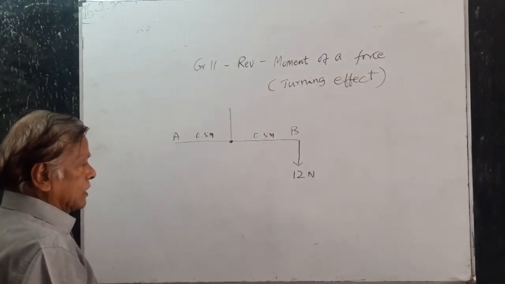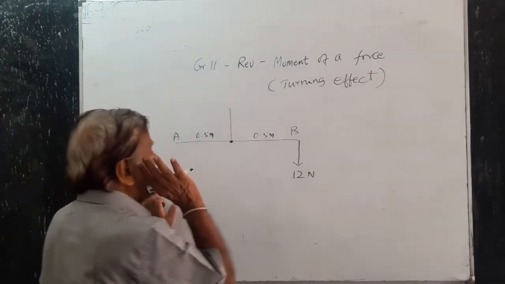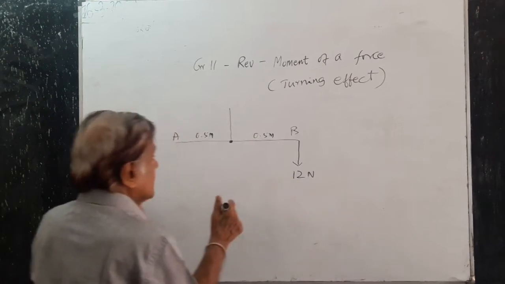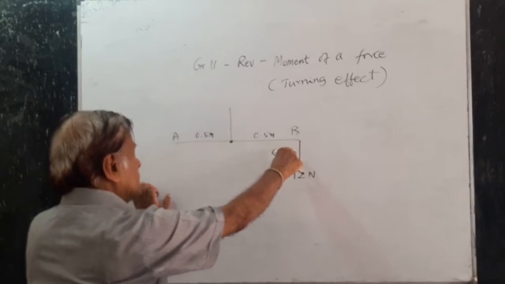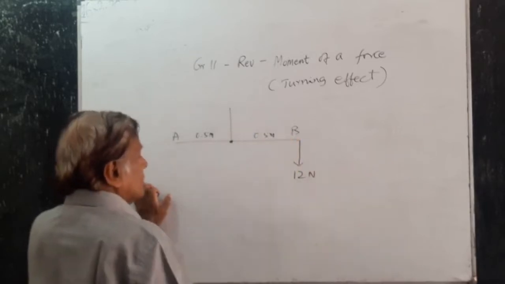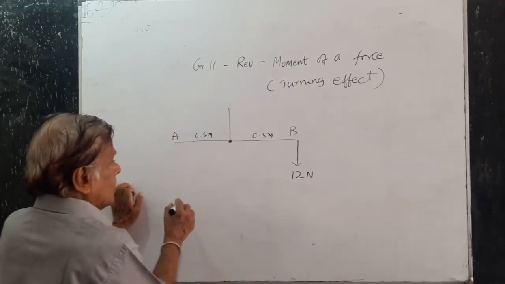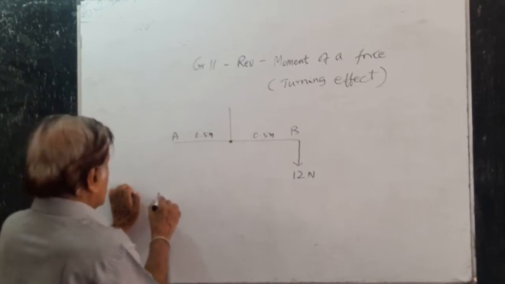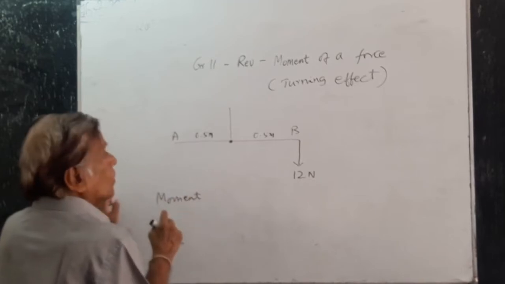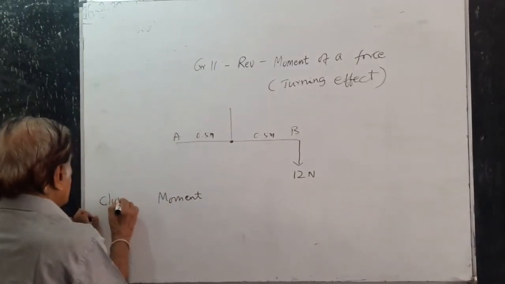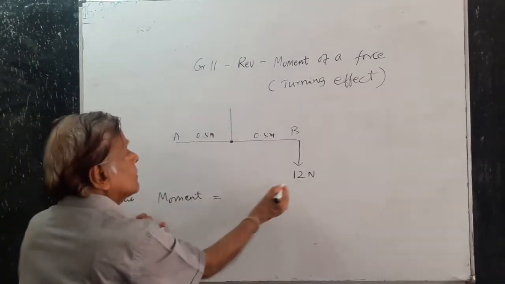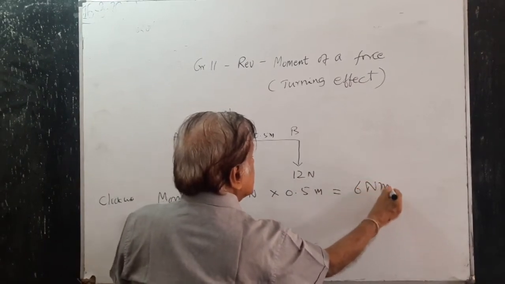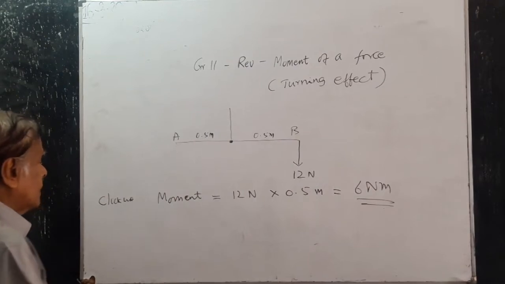If a force of 12 newtons is applied at B, what should be the moment produced due to this force? This moment is actually to the right side, no? Therefore, you can name this as clockwise moment. Clockwise moment is equal to 12 newtons multiplied by 0.5, 6 newton meters. 6 newton meters, clockwise moment.